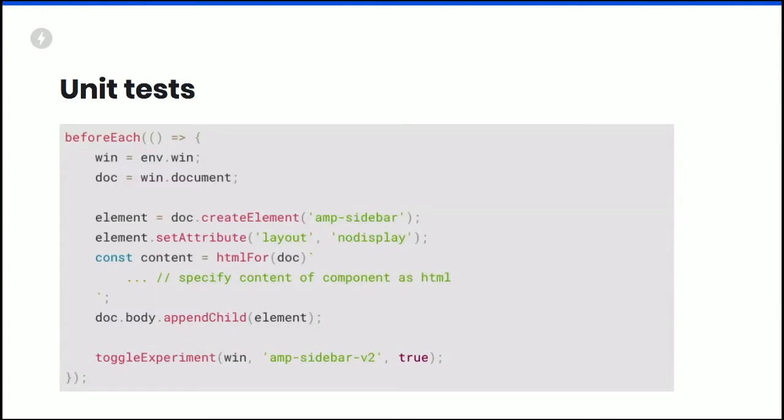Going into a bit more detail on unit tests, inside a test file, usually there's a beforeEach, and the code inside that function will be executed before every test case. Usually this is a good point to create the component that you're testing and append it to the document body. You'll also notice here that I'm toggling that experiment on because this component is guarded by an experiment, and we want to make sure that it's on before we test things.